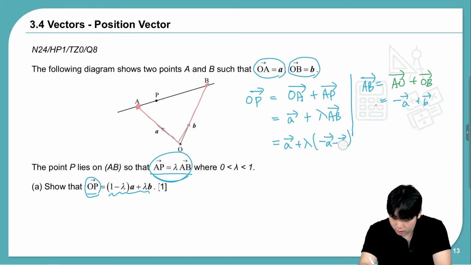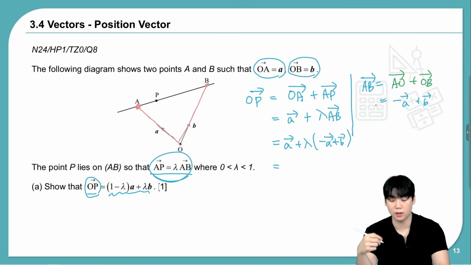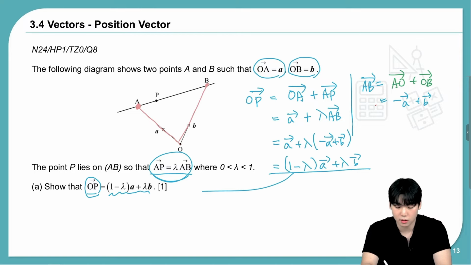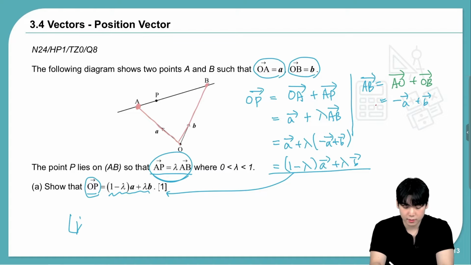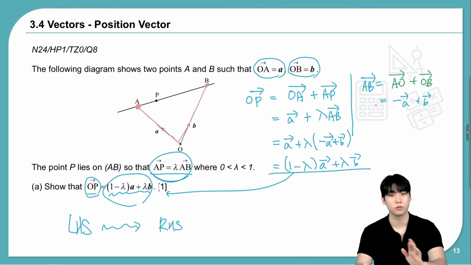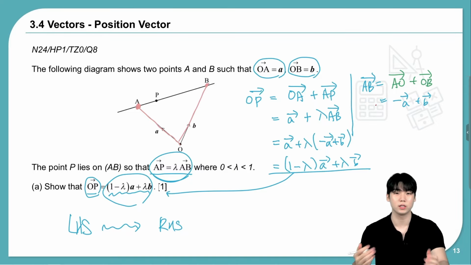Let me rewrite this whole thing. Plus B, right? And if I just factor out the A's, then I have 1 minus lambda vector A plus lambda B, which is the required form. Okay, this is how you show that question. You manipulate the left-hand side, blah blah blah, to the right-hand side. You never touch the right-hand side beforehand. That's not how you do a proof. If you do that, it will be circular reasoning.